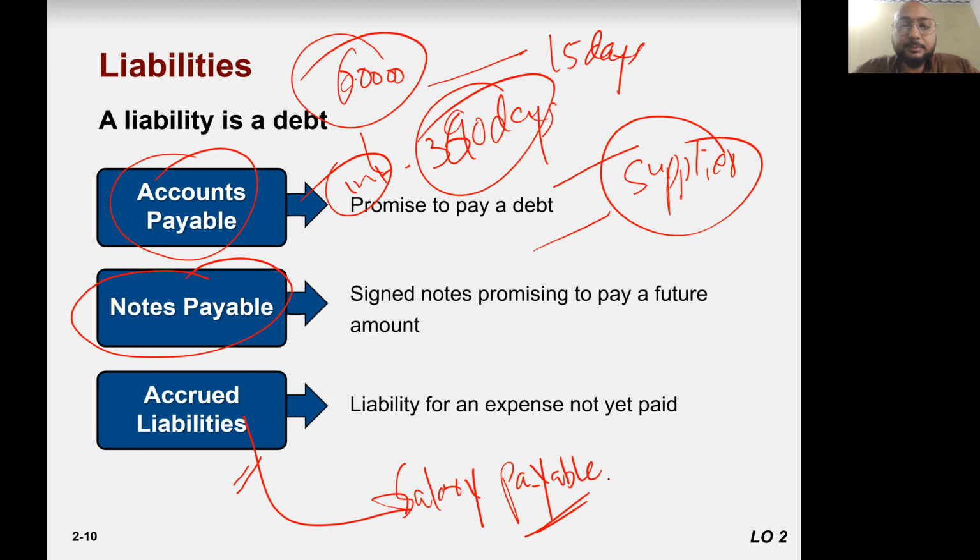Similarly, payables are salary payable. Similarly, rent payable. Rent occurred, but you didn't pay yet. You will pay after a week or something. But on that day, when rent occurred, you didn't pay. Rent is payable, right?